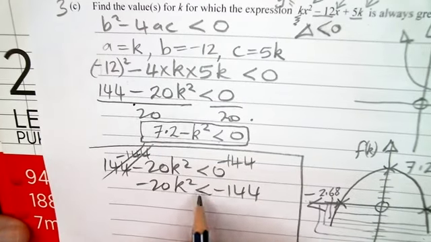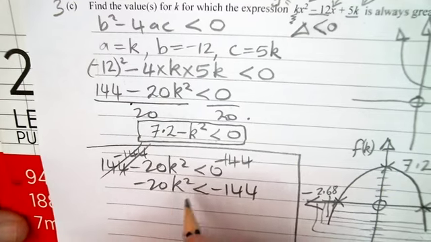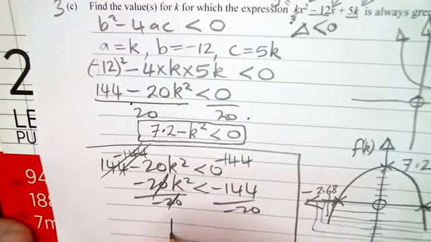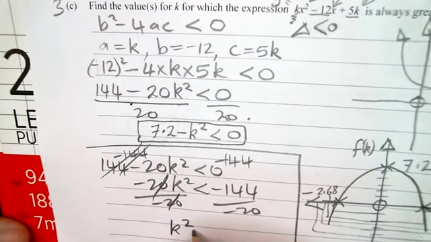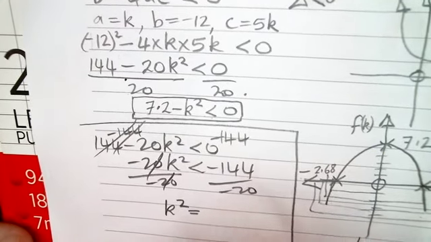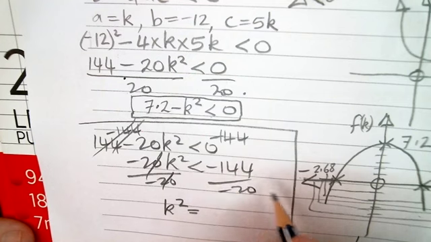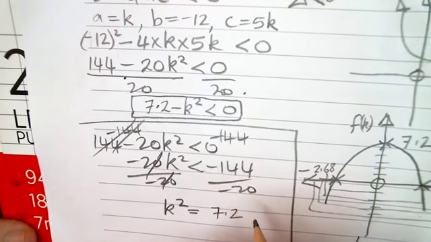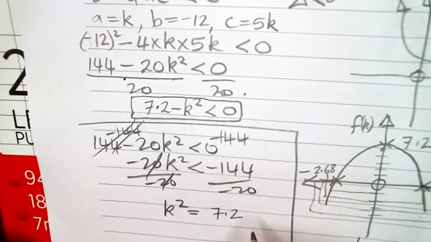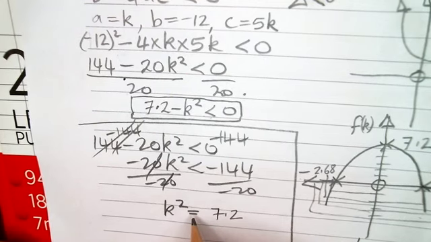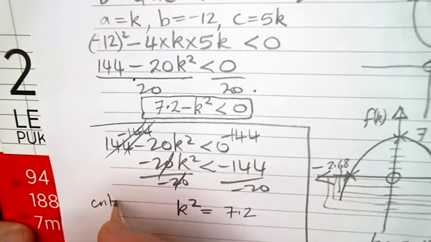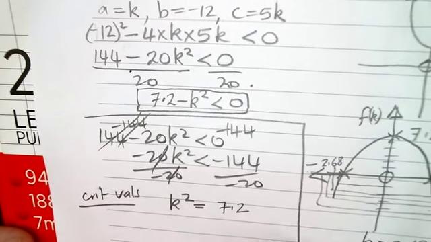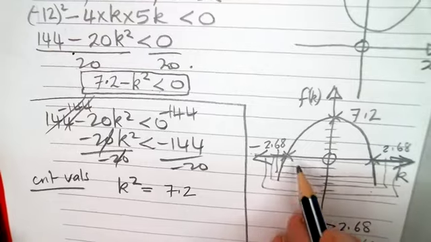Now, I want to divide both sides by negative 20, so I'm going to divide this by negative 20 and this by negative 20. And then my k squared now, I'm going to put an equals here, because I want to find the critical values, and they were going to be 7.2. So 7.2 is what we're after. But of course, I put an equals because what I'm really wanting are the critical values here. We don't want the greater than, less than. We want to find out what these two things are.